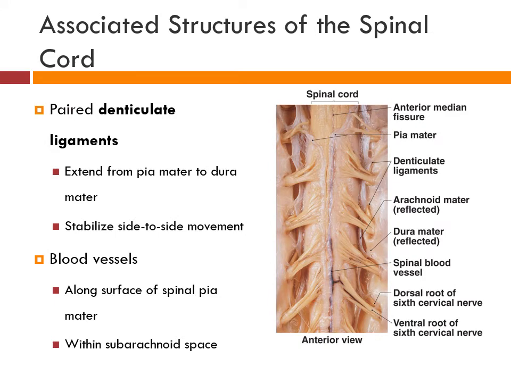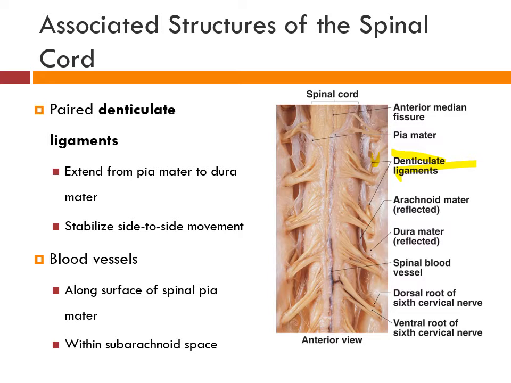The spinal cord has denticulate ligaments, which are paired. They're shown here. So there are these little areas of connection where the pia mater is connecting to the dura mater. And what this does is it stabilizes the spinal cord so it doesn't move side to side. So the dura mater and the filum terminale are keeping the spinal cord from moving superiorly and inferiorly, and the denticulate ligaments are keeping the spinal cord from moving laterally.